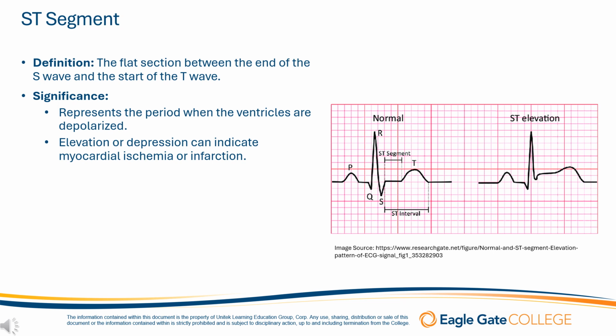ST segment changes should be correlated with clinical symptoms like chest pain, shortness of breath, and dizziness, because this helps to determine the underlying cause and the urgency of the intervention needed. In a suspected myocardial infarction, serial ECGs, meaning multiple ECGs over time, can track changes in the ST segment over time. This helps to confirm the diagnosis and assess the progression of the condition.